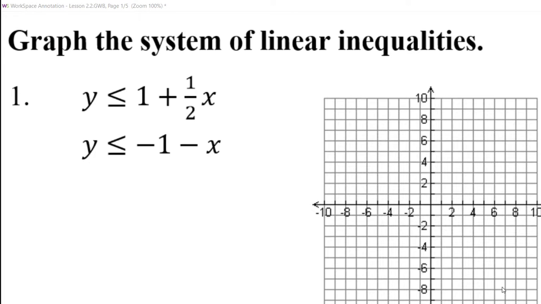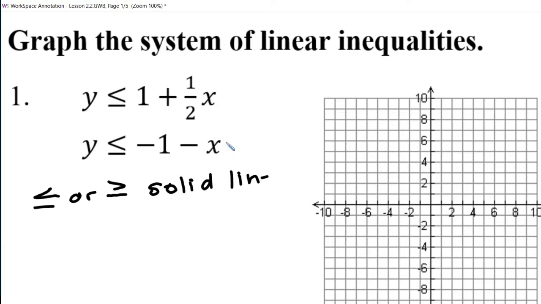Systems of linear inequalities. Yesterday we solved just an equation system, but today instead of an equal sign, we have an inequality symbol. What you need to remember from Algebra 1 is that anytime you have a less than or equal to, or a greater than or equal to, you're going to have a solid line.